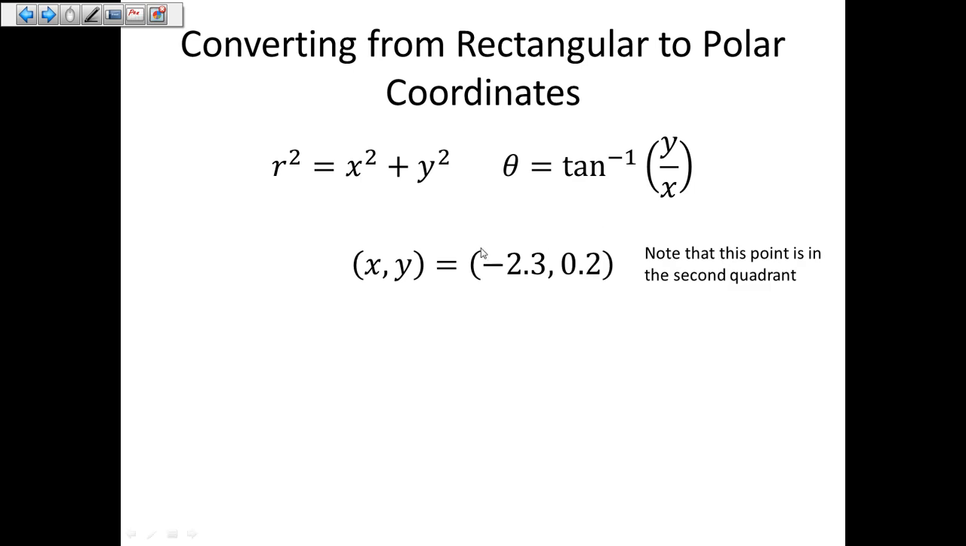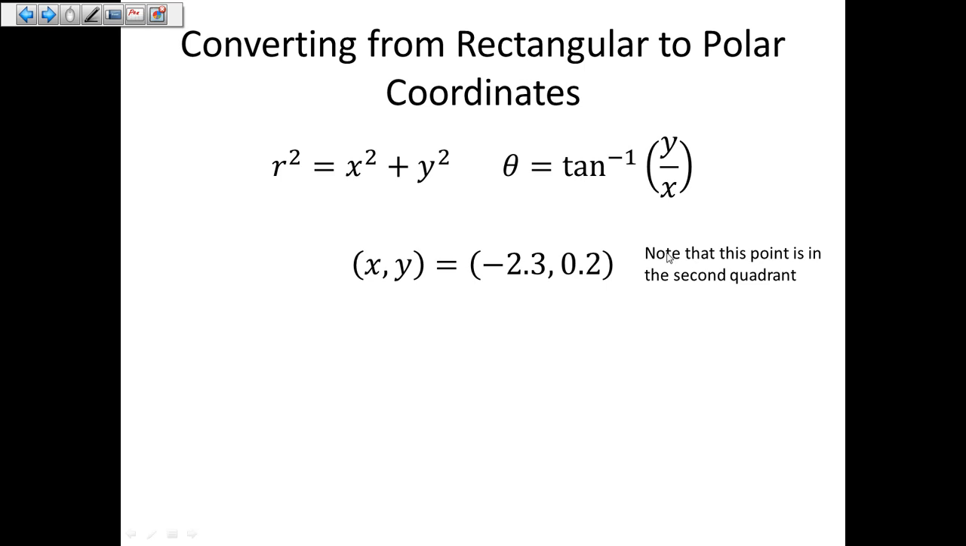So taking a point x comma y, negative 2.3 comma 0.2. Now these are really odd numbers, but it really doesn't matter. Very, very few of these are going to work out nicely, and there's special cases that are going to work out nicely, and we're going to look at some special cases. But for the most part, this is not going to look pretty when it's in polar coordinates.